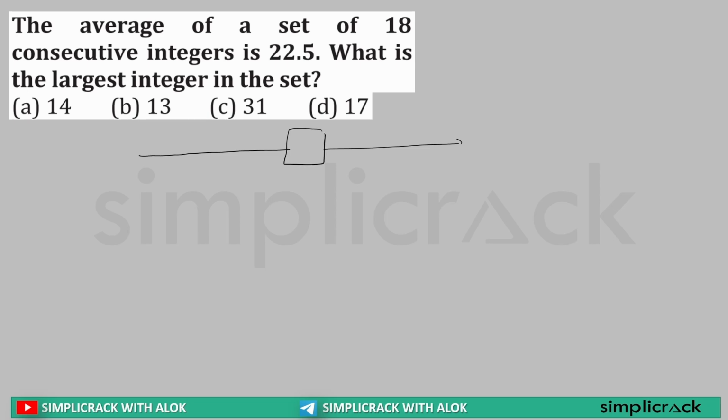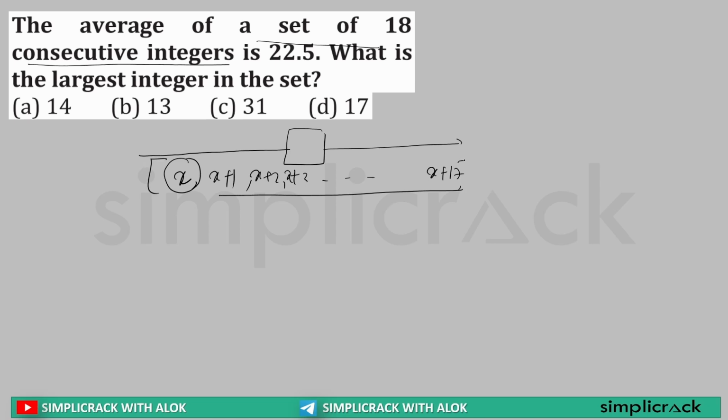Here the middle thing is not resolved, so you can directly start from x as the first number. The second number is x plus 1, because these are consecutive integers. After this, x plus 2, then x plus 3, and so on till x plus 17, because one term is already written. Then you will add all these things, divided by 18, is equal to 22.5. Then if you solve it, you will get the answer.